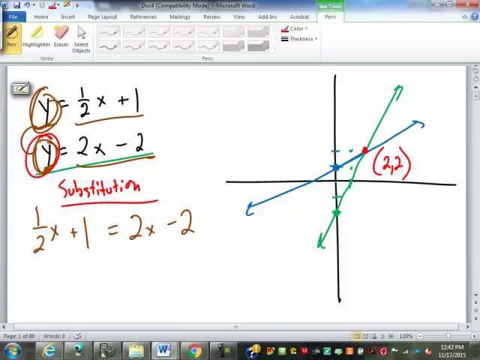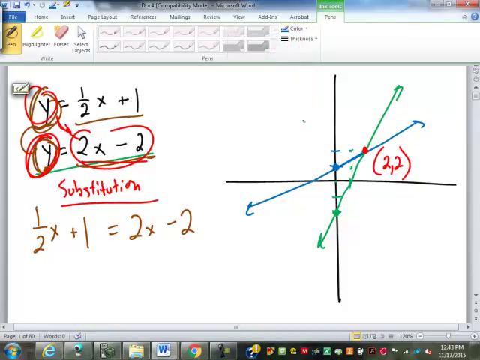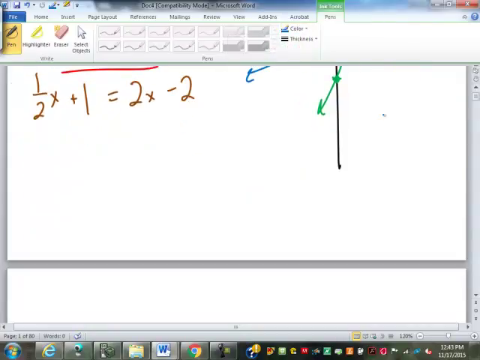We knew that y equals 2x minus 2, so we just replaced this y with 2x minus 2. So now we just have to solve this, and we'll have our value for x. So I have to get rid of one of the x's. I'm going to get rid of the smaller one, the 1/2 x. That's gone. 1 equals minus 1/2 x. 2 minus 1/2 is 1 1/2 x minus 2.